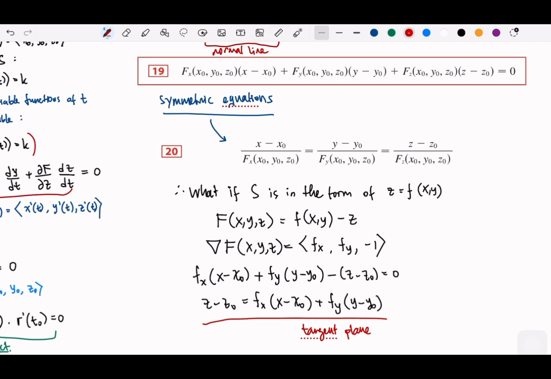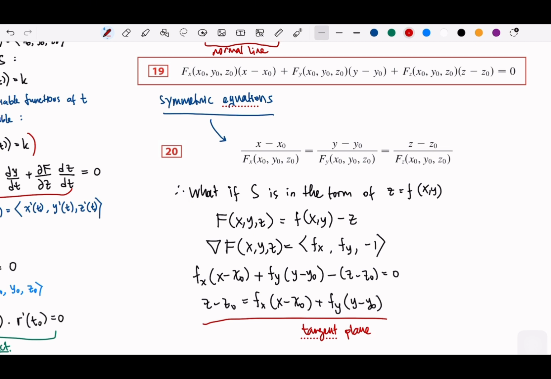So it turns out that using this del structure, del dot r minus r zero, is more generalized. It works for every function.